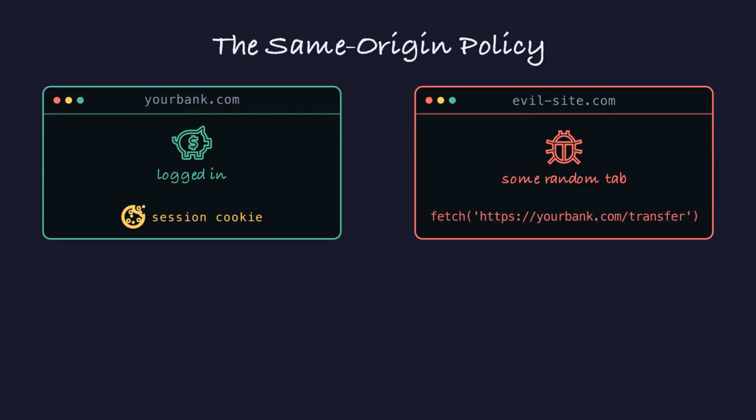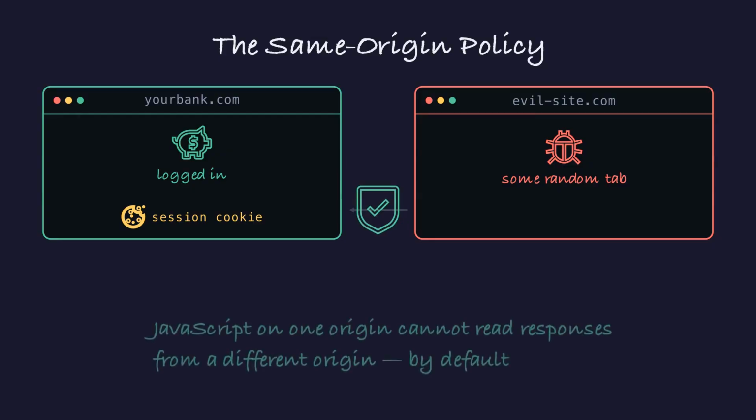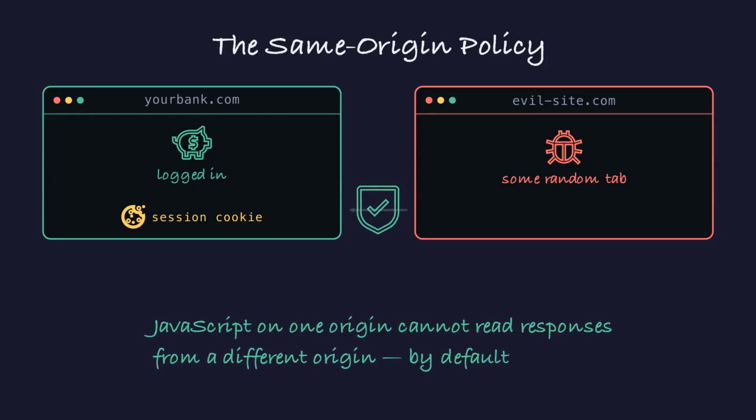Now that evil site runs some JavaScript, and that JavaScript makes a request to your bank's API. Because your bank cookie lives in the browser, that request would carry your credentials. Without protection, evilsite.com could read your account balance or initiate a transfer, all using your logged-in session. That would be catastrophic, so browsers enforce the same origin policy. JavaScript running on one origin cannot read responses from a different origin, by default, full stop.